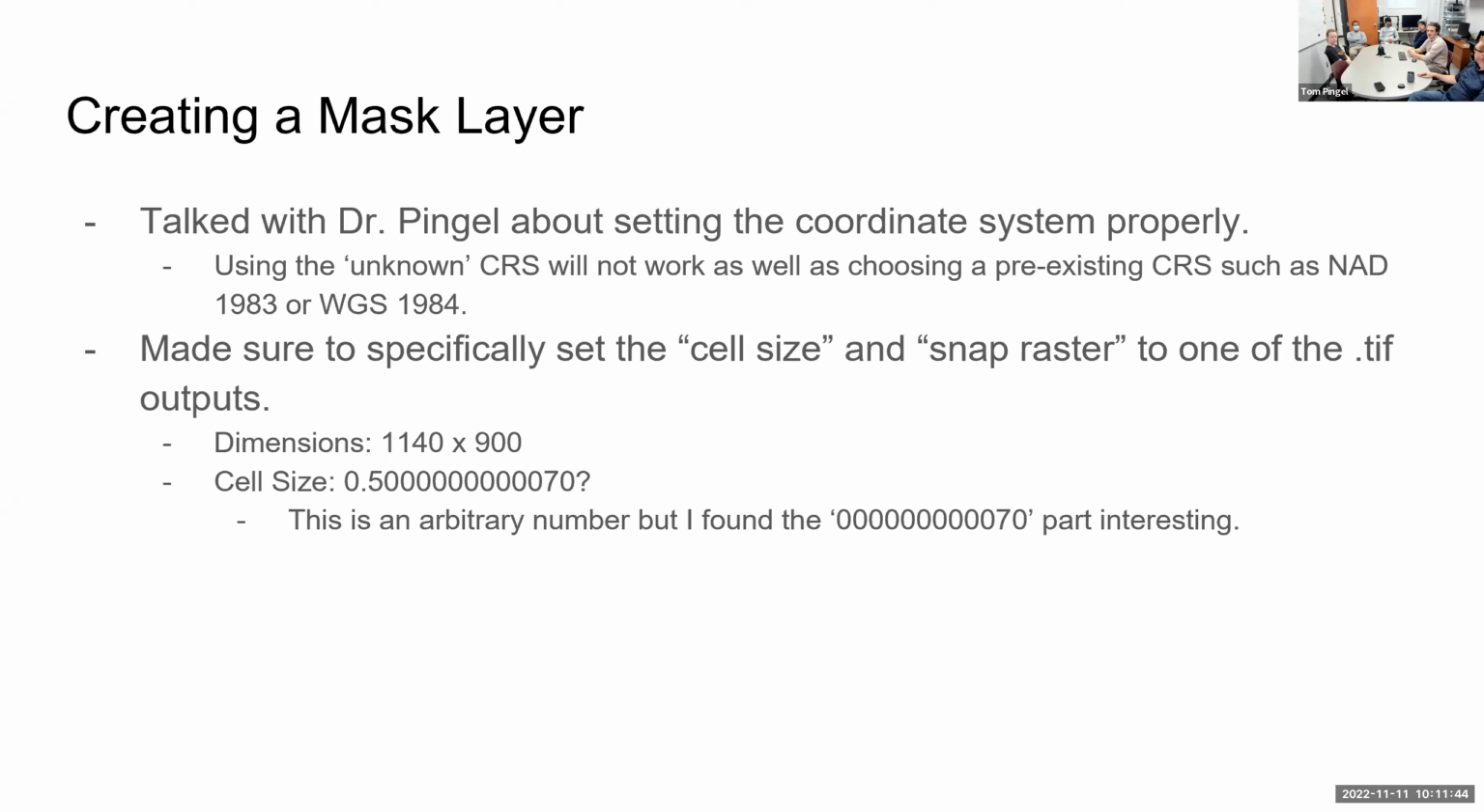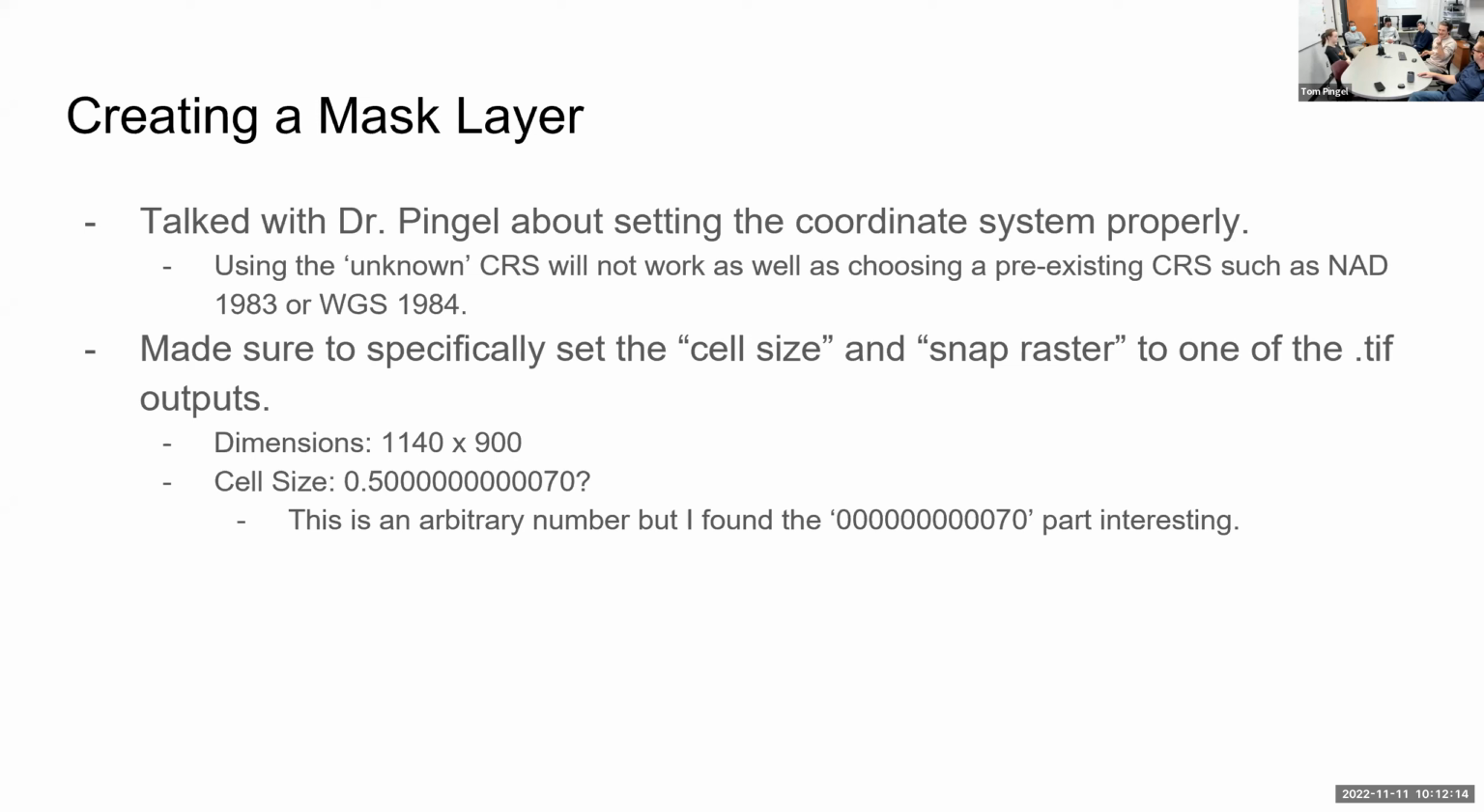Then, setting the coordinate system to a specific one, and specifically setting the cell size and the snap raster to be the same as one of the TIFF files. Basically, once you create the mask layer and make it into a raster, that will ensure that you have the same dimensions, so the same amount of pixels, and the cells are the same size. The cell size was something I found interesting.